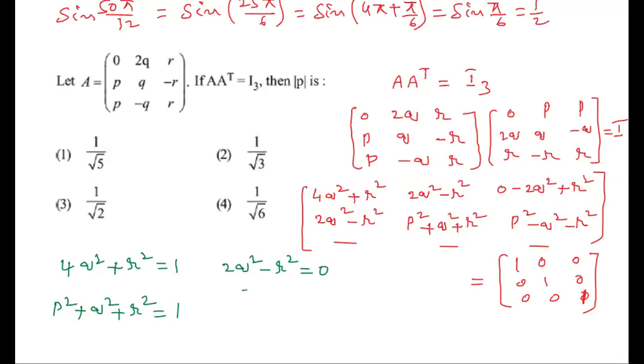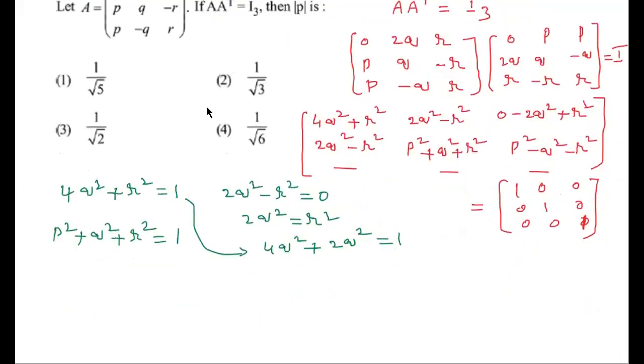Now here calculation, 2q square is equal to r square. Substitute here, 4q square plus r square means 2q square, that is equal to 1. Finally here 4q square plus 2q square means 6q square. Q square value is 1 by 6. Then substitute here, we get r square value 2 into 1 by 6, that is 1 by 3.